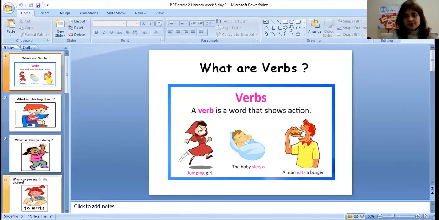Okay. Now let's see actually what action words are. I'm going to show you a PowerPoint presentation so it's going to be more clear to you. Now what are verbs? A verb is a word that shows action, right? Like this girl is jumping. The baby sleeps. You can see the baby is sleeping. A man eats a burger. He is eating. So they are all doing some actions, right?